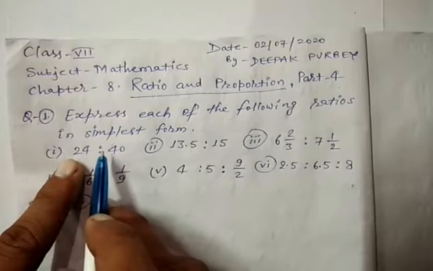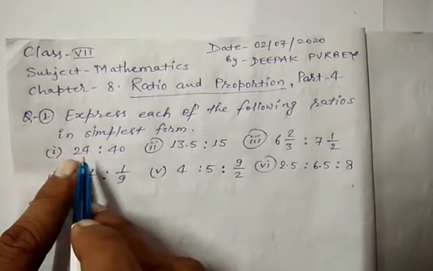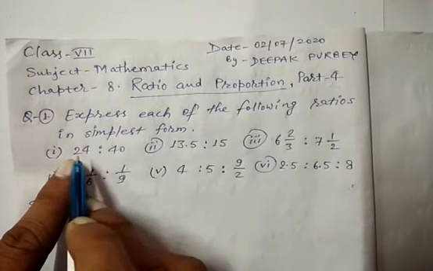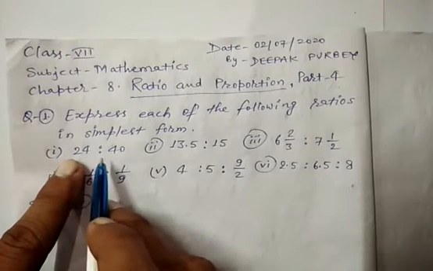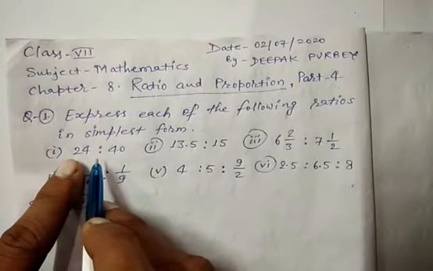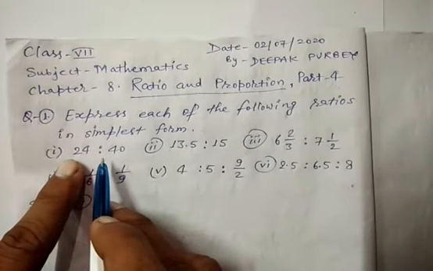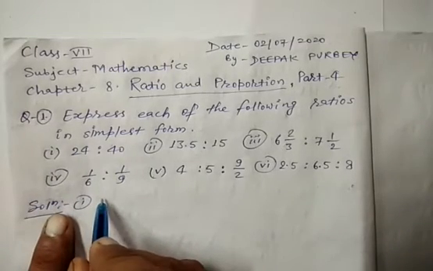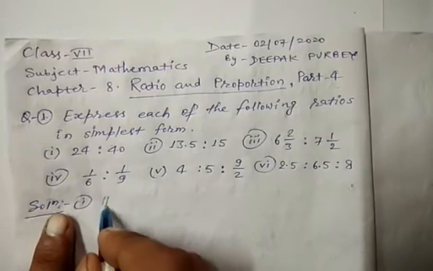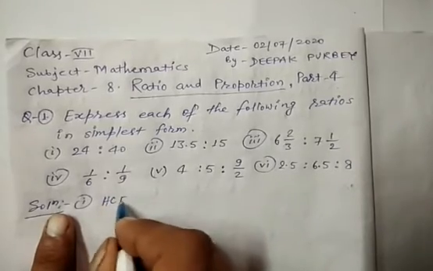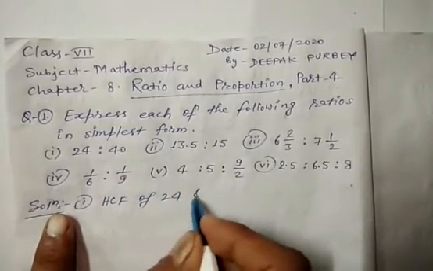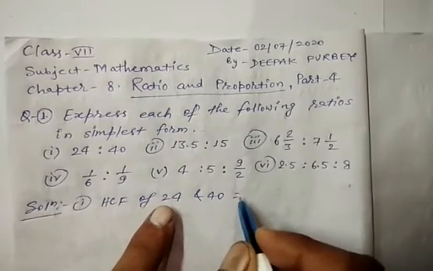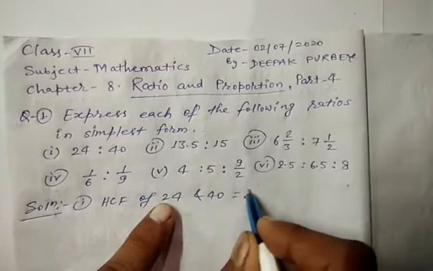24 is to 40. Here we see that the HCF of these terms is not 1, other than 1. So first we find the HCF of 24 and 40, which is equal to 8.